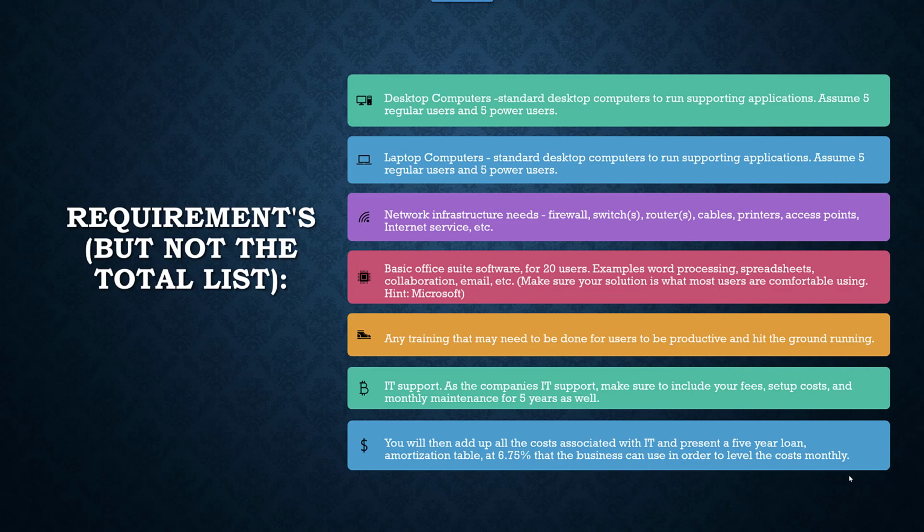IT support. As the company's IT support, make sure to include your fees for all of the setup costs, all of the monthly maintenance for 5 years. Now, if you want, you could probably jump out and quickly bug Weston Computing or Verilux. I think it's Verilux. Anyway, look up IT support Bend, Oregon. You'll find a bunch of companies. Don't waste a bunch of their time.